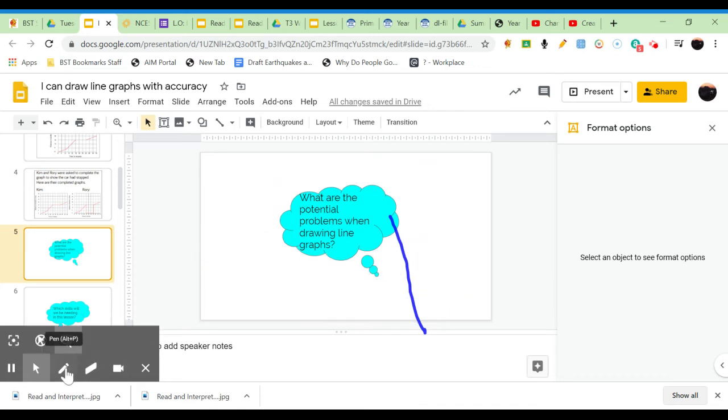So I've got a question for you. Oh dear, what's happened here? Let's just get rid of this. What are the potential problems when drawing line graphs? Can you please answer that on your Google form below the question you've just answered before? And I'll wait here for you.